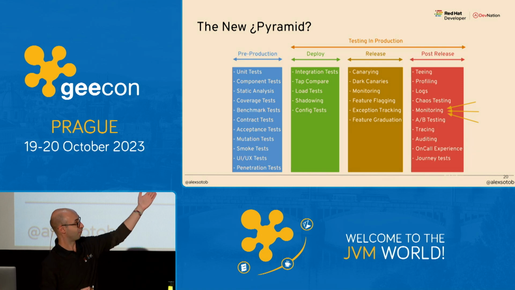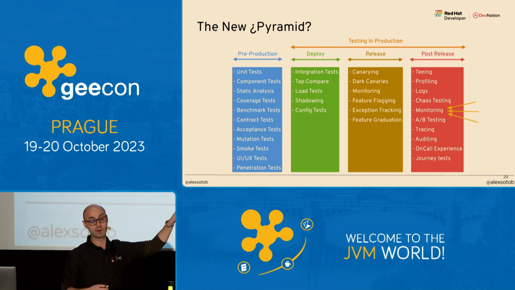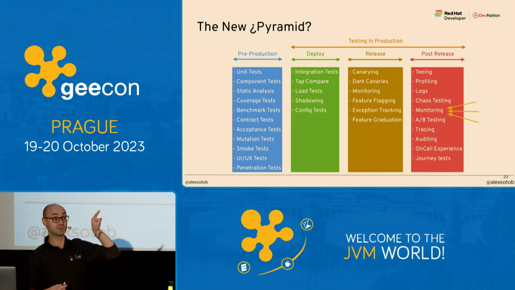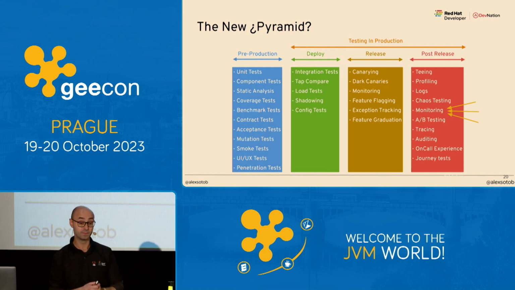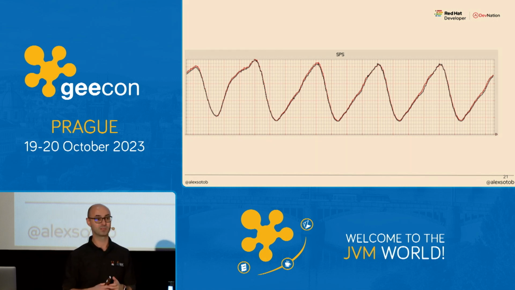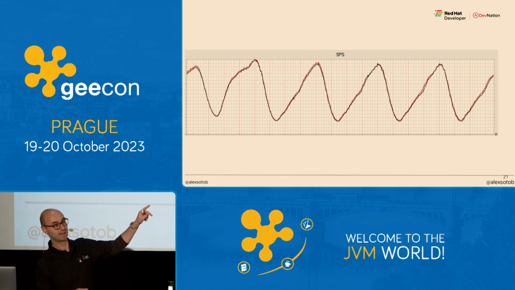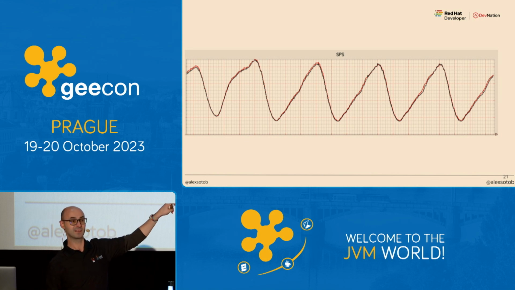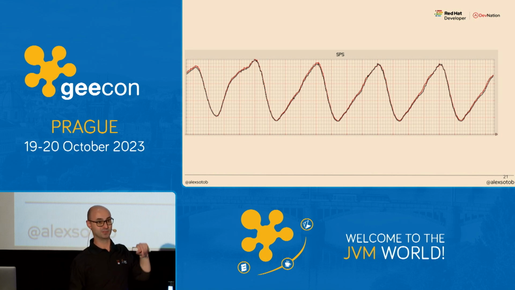For example, profiling, multi-logging, chaos testing, and as I put it here, super important, monitoring. Because monitoring is what is going to tell you if your application is behaving correctly or not. This is an example of monitoring. Anyone know exactly what is being monitored here? Any guess? No. It's the number of plays in the Netflix application.